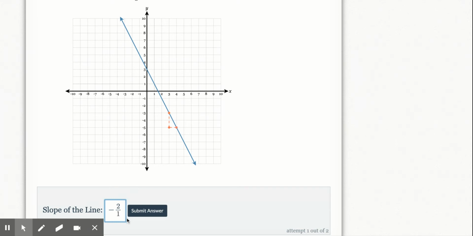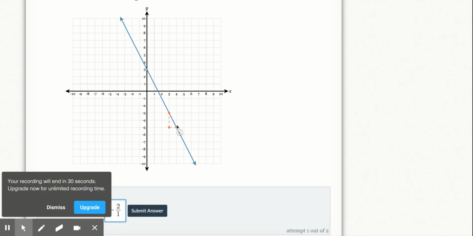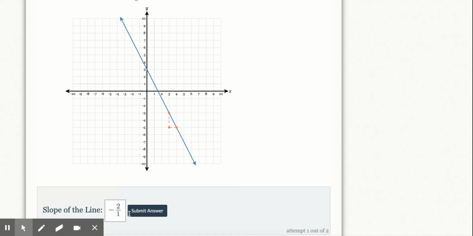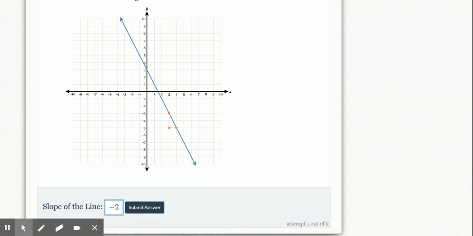But if I submit this, it's actually going to say I have the wrong answer, because this is not actually all the way reduced. I know I said that if we have 2 points next to each other, then our fraction will be reduced. But in this case, it's not because 2 divided by 1 is actually just 2. So our slope here is -2.